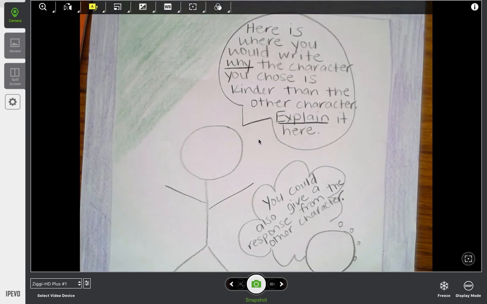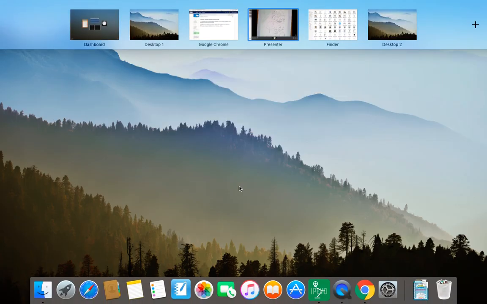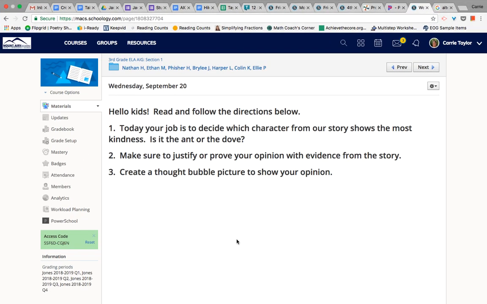Okay, so I hope that this helps you understand what your finished product is supposed to look like. Just make sure the key thing here is to make sure that you are justifying or proving what you think, whether the ant is the kindest or the dove is the kindest, with evidence from the story. Okay, good luck.